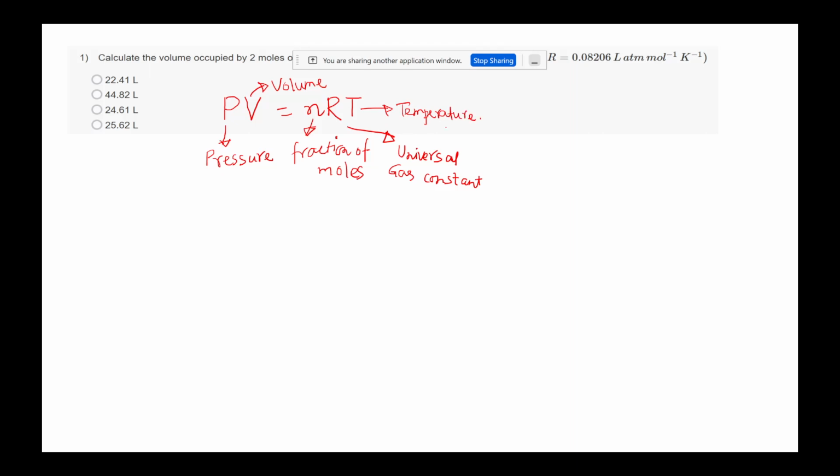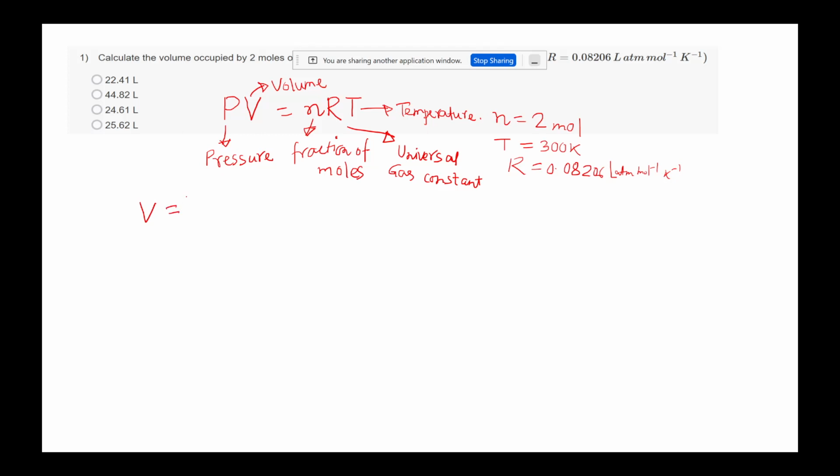So what is given here is n, which is 2 moles. T is 300 Kelvin. R is given as 0.08206 liter atm mole inverse Kelvin inverse.